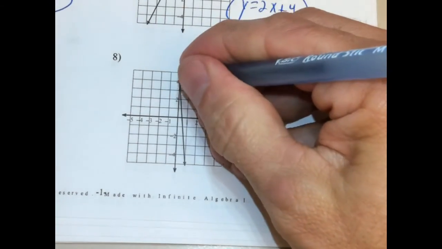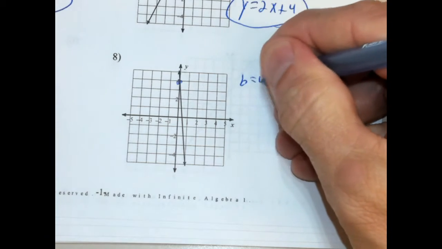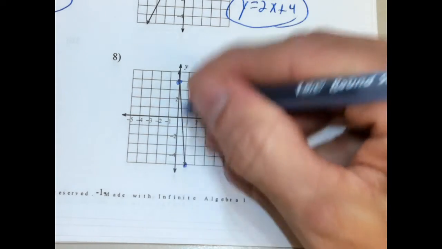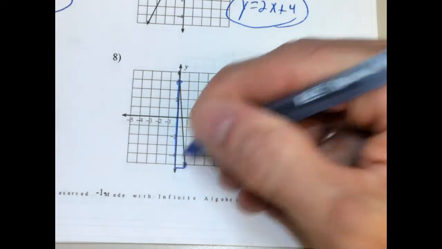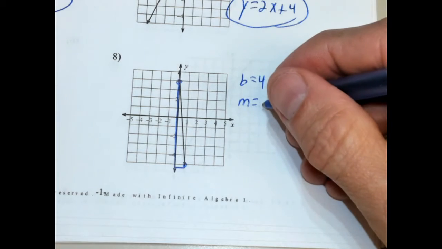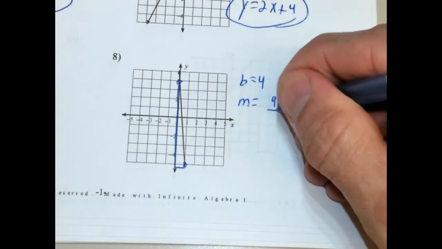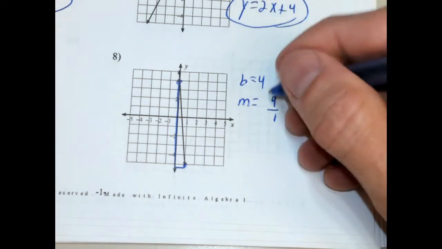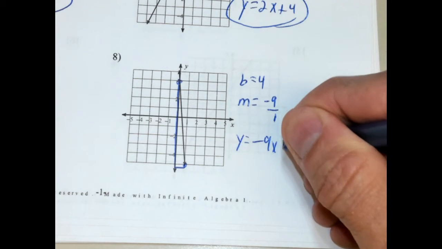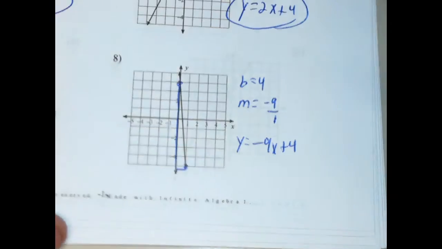Alright, our y-intercept is right here at 4, so b equals 4. Our rate of change is going to be, okay, it's pretty steep. It's a vertical change of 9 over 1, and it's negative because we're going down from left to right, so it's going to be y equals negative 9x plus 4.